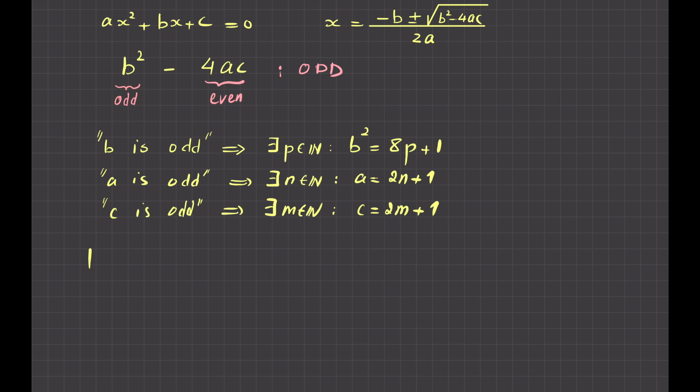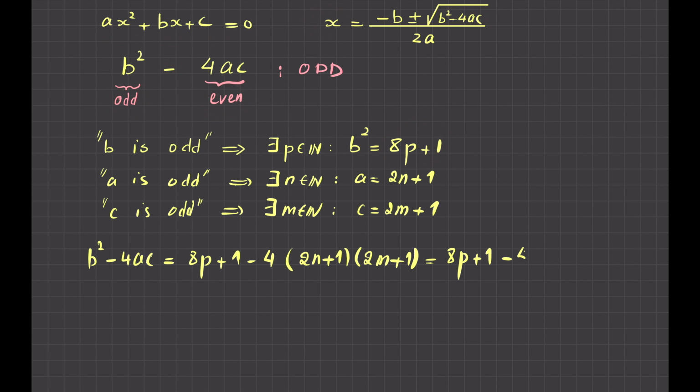Therefore, what happens for b squared minus 4ac? Instead of b squared, I put 8p plus 1, minus 4 times a, which is 2n plus 1, times c, which is 2m plus 1. And then I simplify this a little bit by expansion, yes? So it becomes 8p plus 1 minus 4. I will multiply these two pairs of brackets, so it becomes 4mn, then I will have 2n, then 2m, then 1 times 1, which is 1.